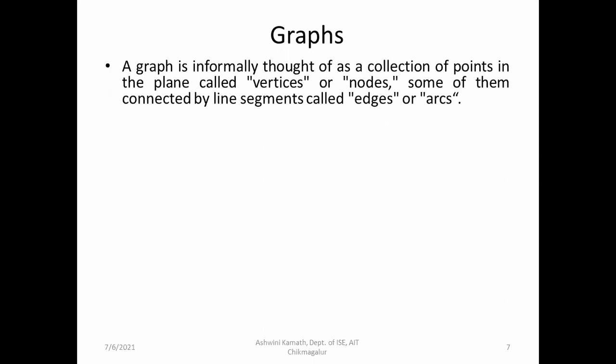A graph is informally thought of as a collection of points in the plane called vertices or nodes, some of them connected by line segments called edges or arcs. This we have discussed in the last class. This is the informal definition. It's a collection of vertices and edges, right?